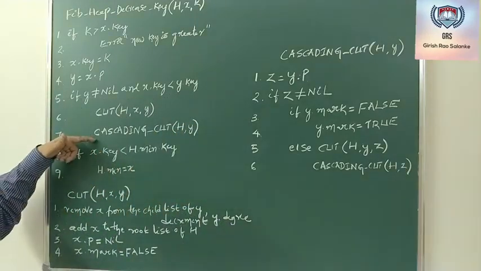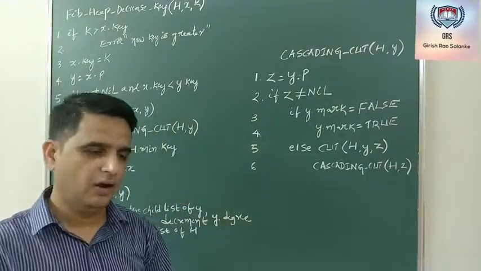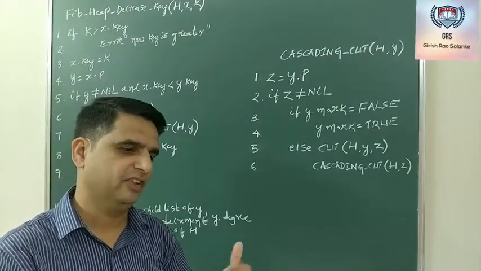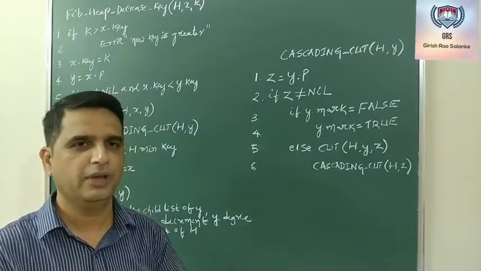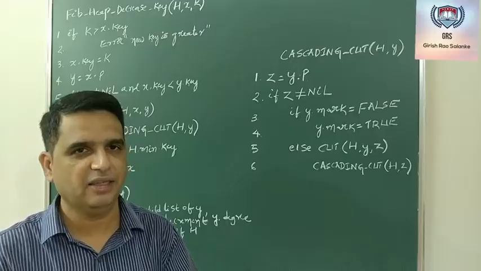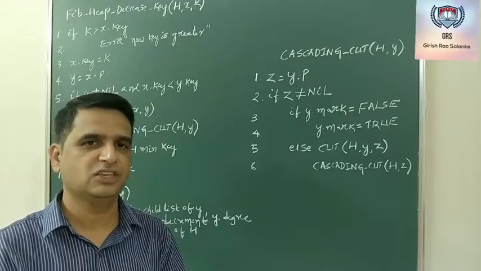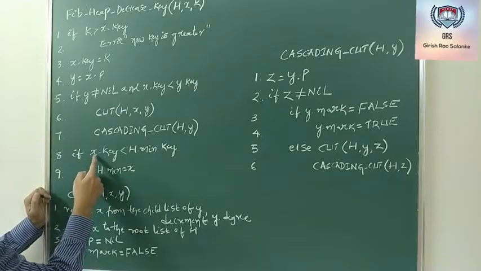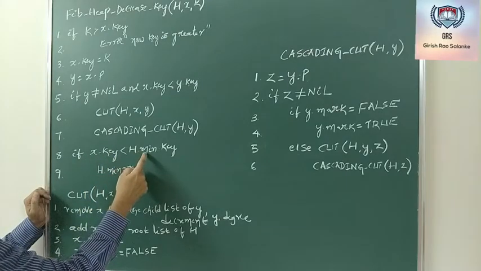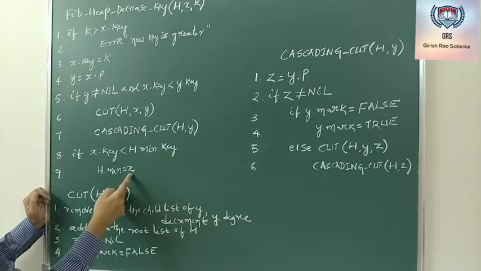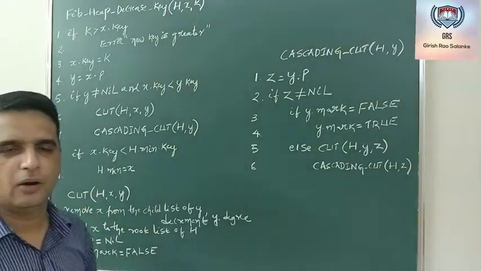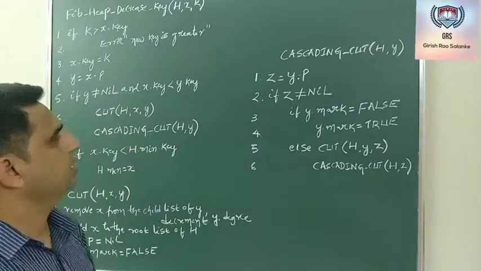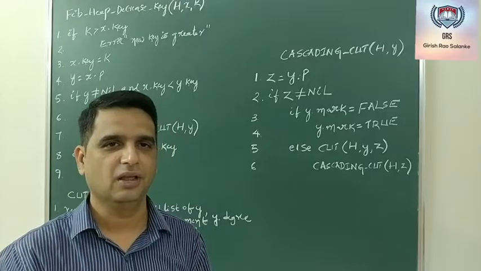So this is this operation. And finally, in case on doing a cut and cascading cut, if somewhere h min value needs to be updated, because if x contains a minimum value, then I need to have h dot min as my x dot key. Therefore, if x dot key is less than h dot min dot key, then I am initializing x to h dot min. This was about the decrease key operation.